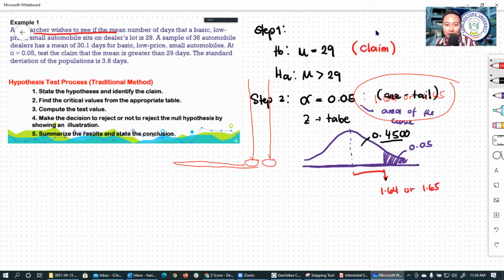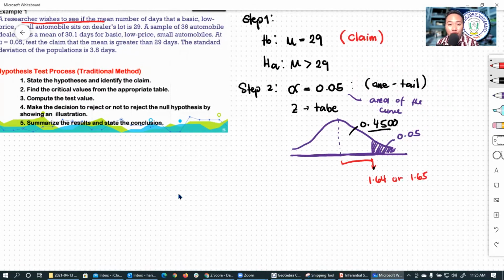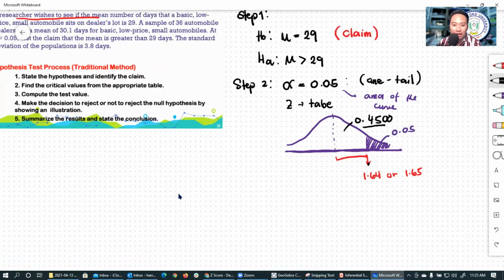Let me remove the annotations. Questions so far? Okay. So we're done with step number 2. Let's work on step number 3. Step number 3 says find the test value. This is using the formula.